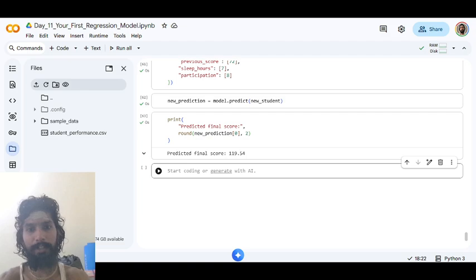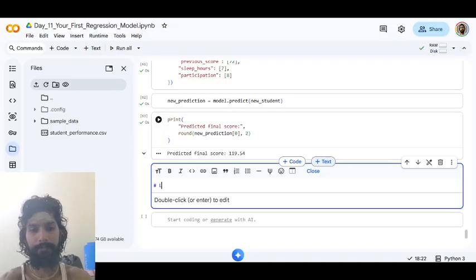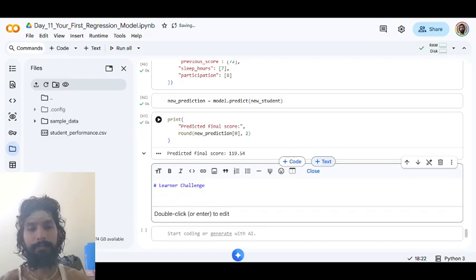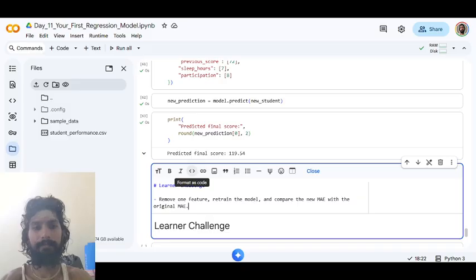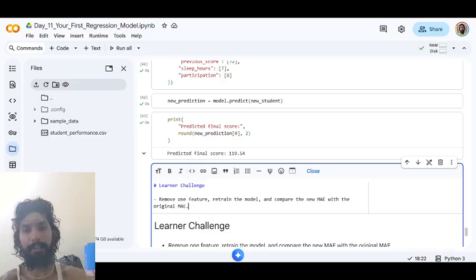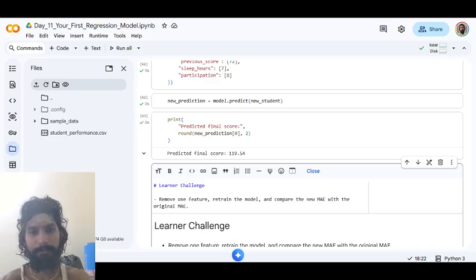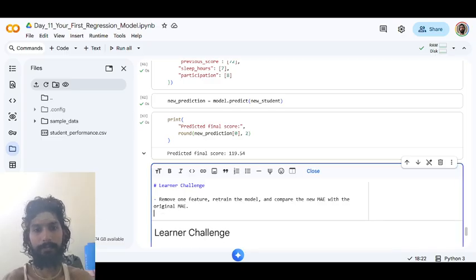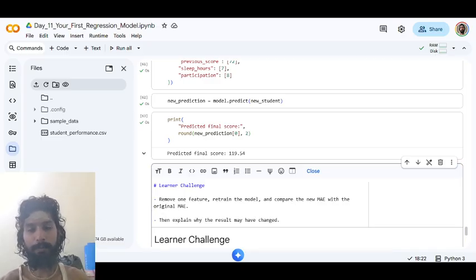Now it is time for today's challenge. Your task is to remove one feature, retrain the model, and compare the new MAE with the original MAE. Then explain why the result may have changed. You may remove previous score, study hours, attendance, or another feature. I will show you only the first useful step.